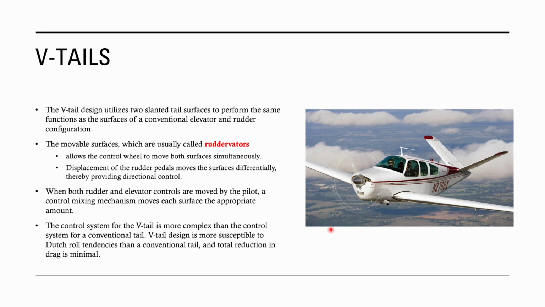Most designs, regardless of a training aircraft or an airline or something, are going to have a very similar tail design. Sometimes you have a T-tail where the horizontal stabilizer is on top, like that. You could also have these guys right here with a V-tail. So these have what are called ruddervators, and so it's an elevator and rudder combined.